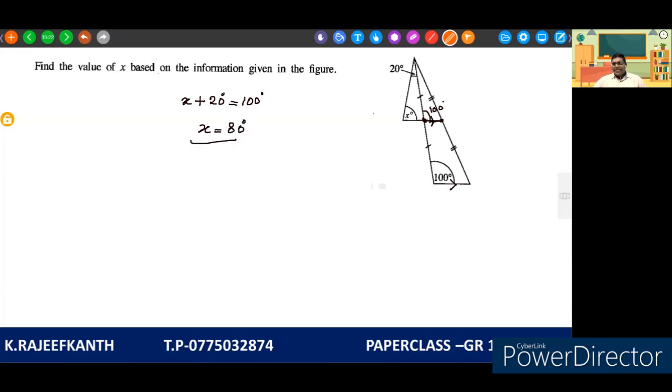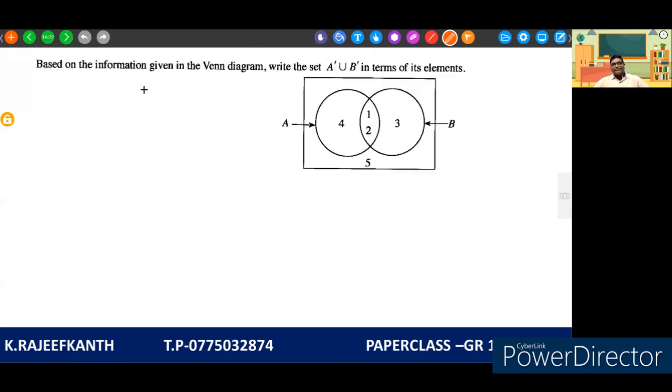Right? So here these two lines are parallel. Then these two angles are corresponding angles. This exterior angle will be equal to the sum of these two interior opposite angles. Then x plus 20 equals 100. Then x is equal to 80 degrees. The next one.